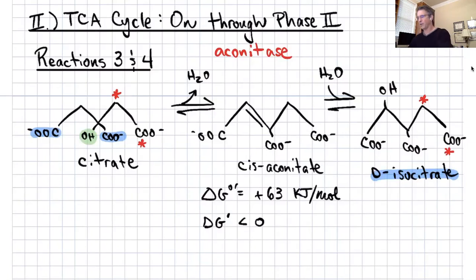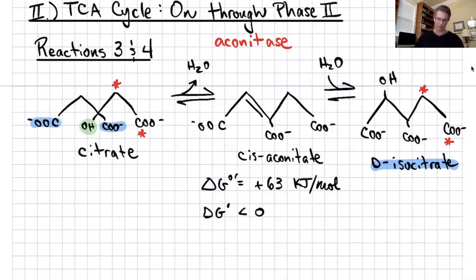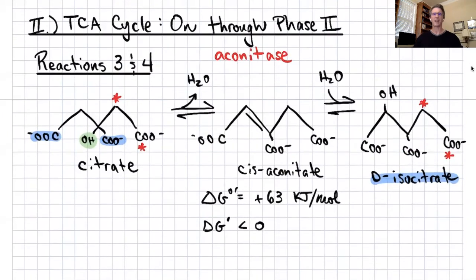All right, so let's go on to the next reaction. So I wrote this down as reactions 3 and 4. People once upon a time thought that cis-aconitate was a bona fide intermediate of the cycle. Turns out it never actually leaves the active site of the enzyme.